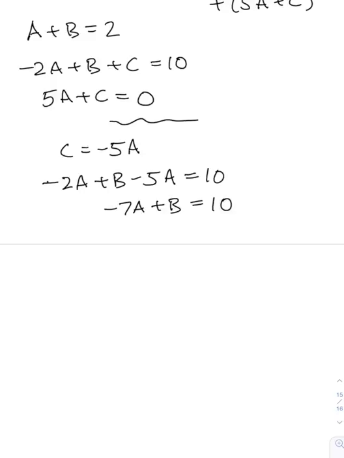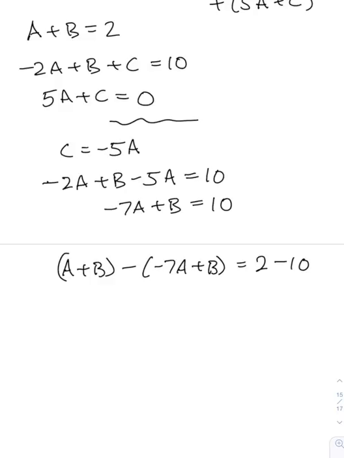What do I want to do then? Well, we can combine that with the first equation, right? We can take the first equation and subtract the second, right? So I can take my a plus b, and so what can we say? A plus b minus negative 7a plus b is equal to 2 minus 10.